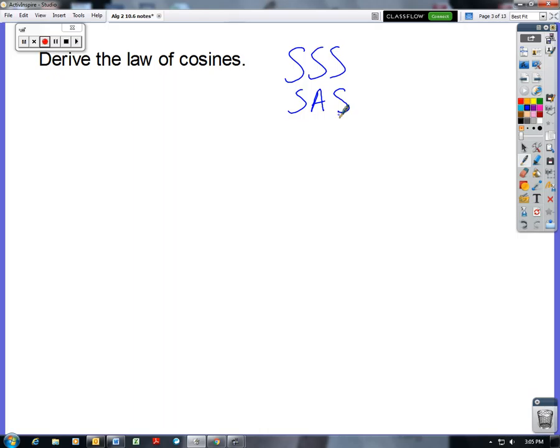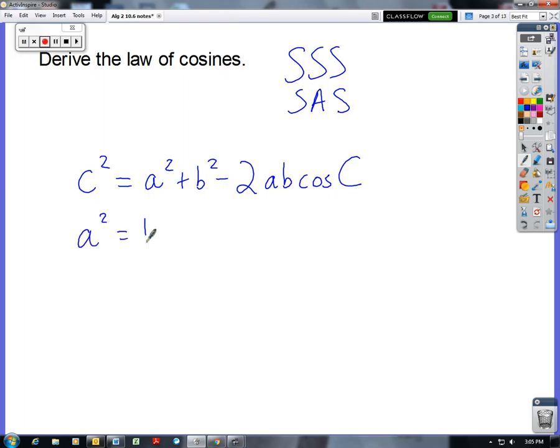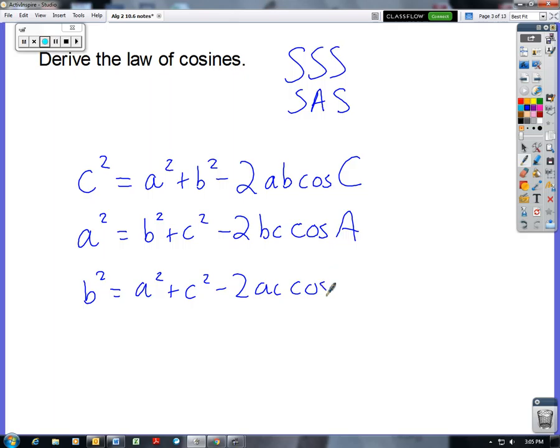So let's write down the law of cosines. There's three ways you can write it. You could do little c squared equals a squared plus b squared minus 2ab cosine of big C. So I'll go ahead and do all the versions. Or you could have little a squared is b squared plus c squared minus 2bc cosine of big A. And if you're noticing a pattern, you would know the last one is going to be b squared would be a squared plus c squared minus 2ac cosine of big B.